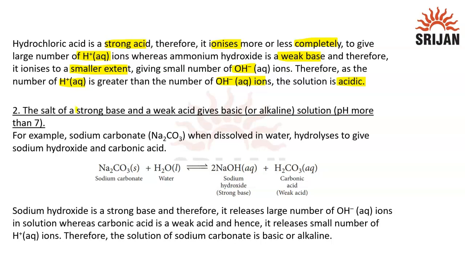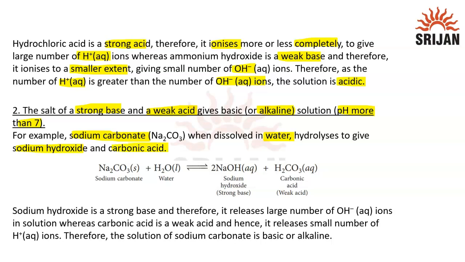The second one is the salt of a strong base and a weak acid. Now we are taking a strong base, which releases more OH negative ions in solution than the H plus ions from this particular acid. Now how are we going to predict the pH? Obviously, as we have a strong base, it will release more OH negative ions. That means the pH is going to be more than 7. For example, we have a salt which is sodium carbonate, Na2CO3. Whenever we dissolve it in water, it hydrolyzes to give us sodium hydroxide and carbonic acid.